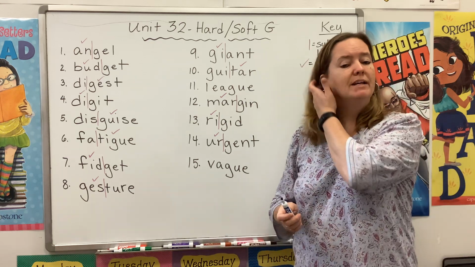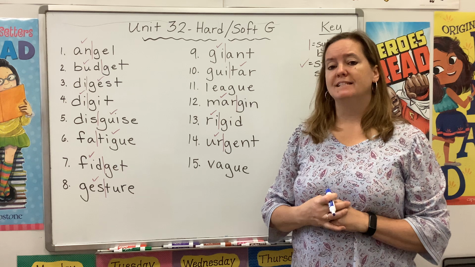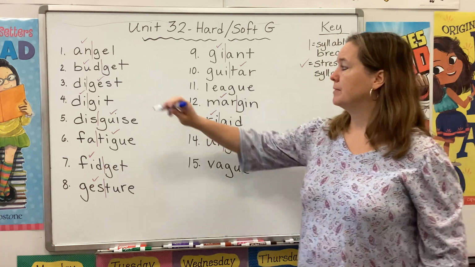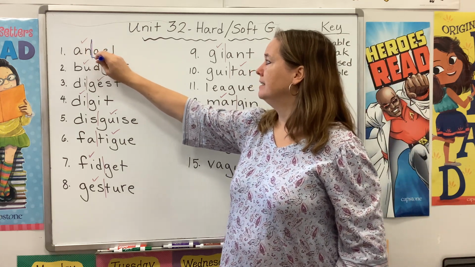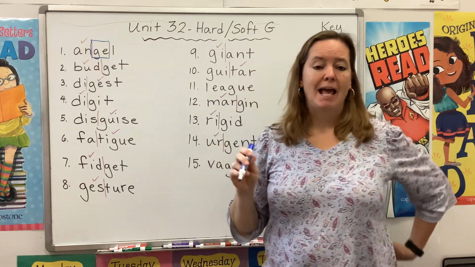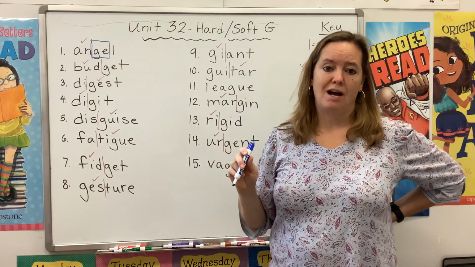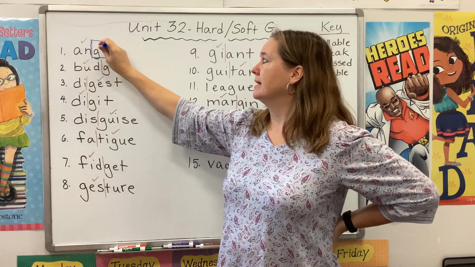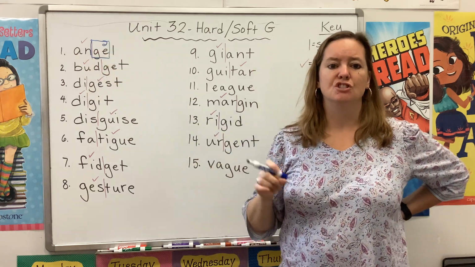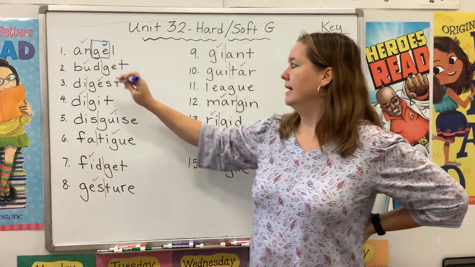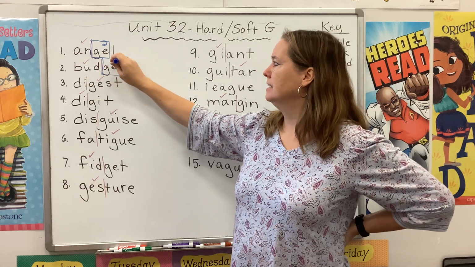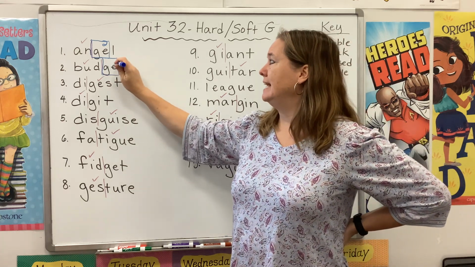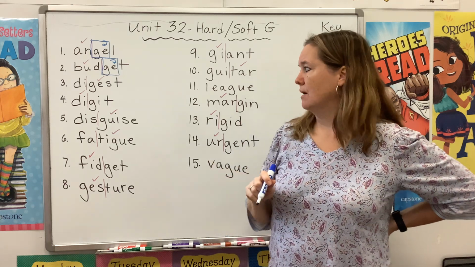All right, so let's choose a color. And the first thing we're going to do is look for words that use that G-E combination to make a J sound. So we see it right here in angel. Now notice that E has two jobs. Not only is it softening the G, but it's also making a schwa sound. Angel. Okay? The same thing happens here in budget. That E is softening the G and it's making a schwa sound.